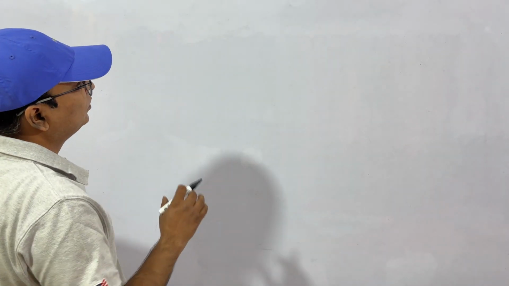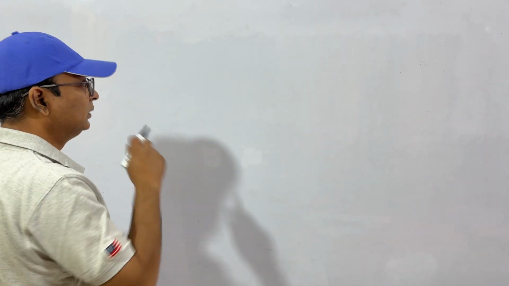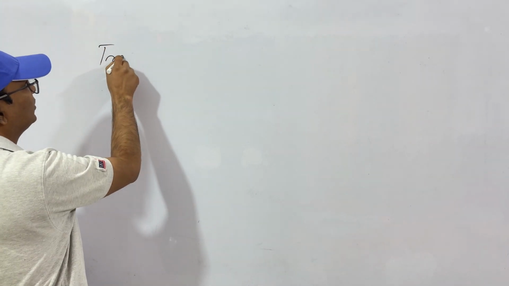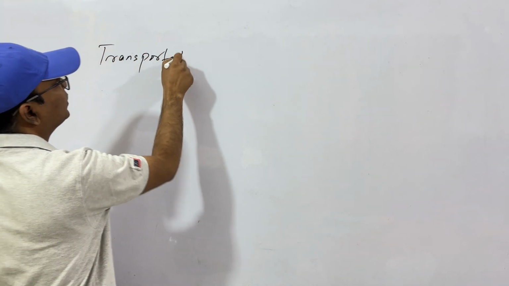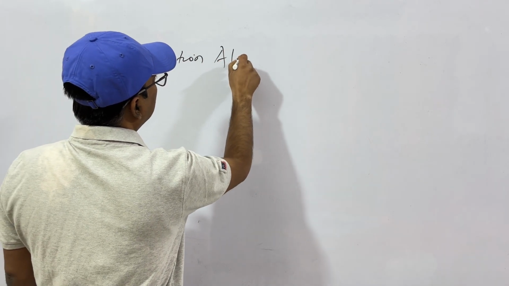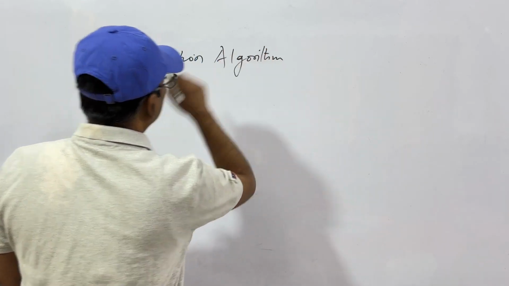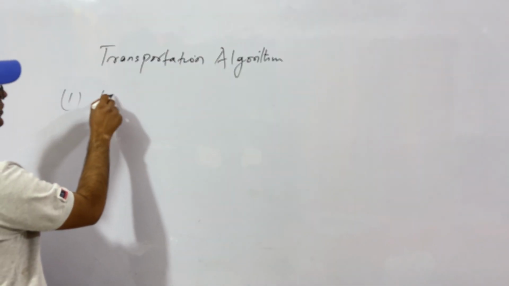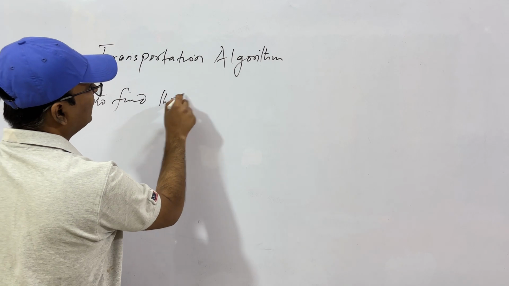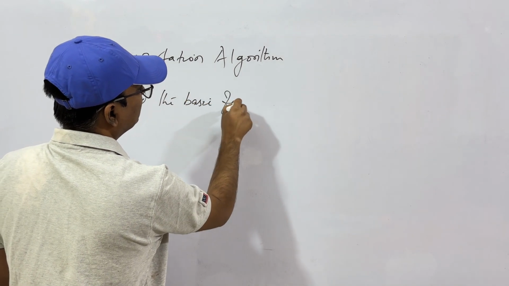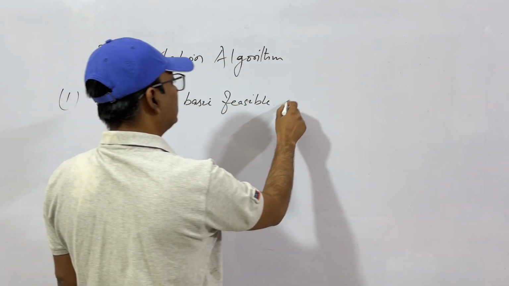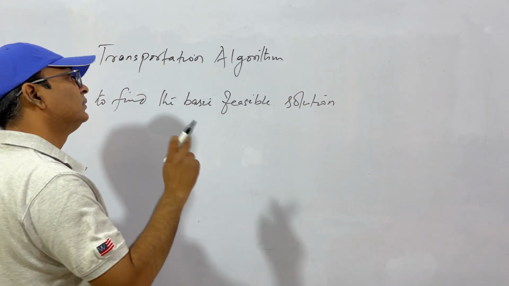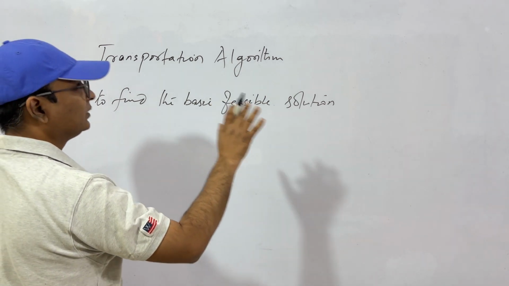So now when we know what is transportation tableau and how to construct the transportation tableau, we'll start with the transportation algorithm. How do we actually find the least transportation cost? The first step here is to find the basic feasible solution. You'll have to compare what I am saying with what I said when I was giving a lecture on simplex method. So the first step is to find the basic feasible solution.